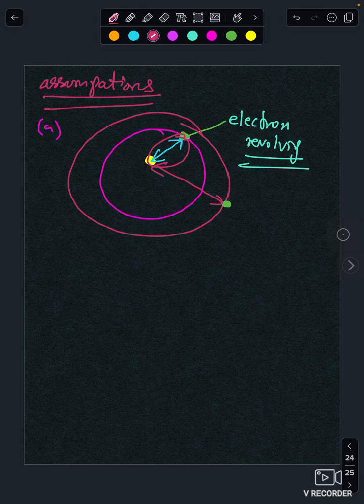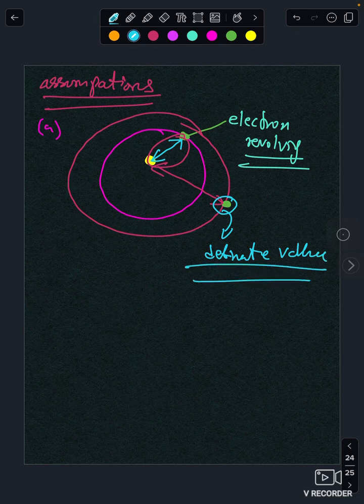Third assumption: the energy of the atom has a definite value in a given stationary orbit. So the energy in this orbit will have a definite value. Definite means it will be one single value, not any range of values. The electron can jump from one stationary orbit to another. If it jumps from an orbit, of course, it either goes up in orbit or down in orbit.